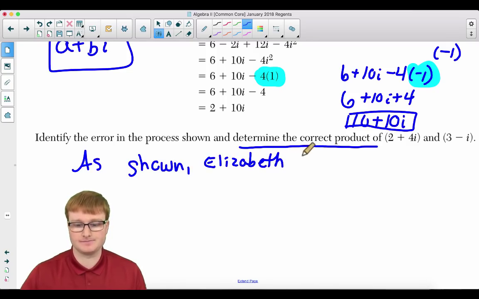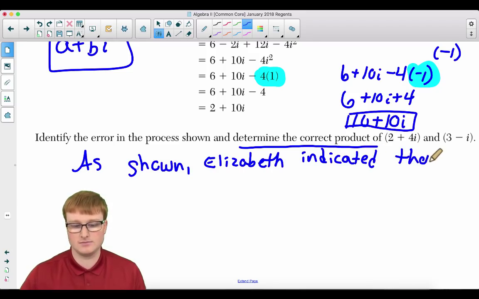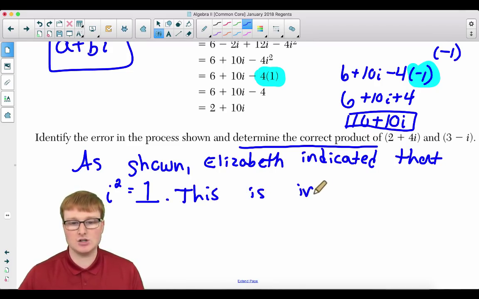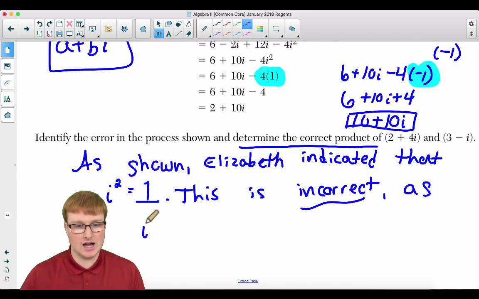Elizabeth indicated that i squared is equal to positive 1. This is incorrect, as i squared is actually negative 1.